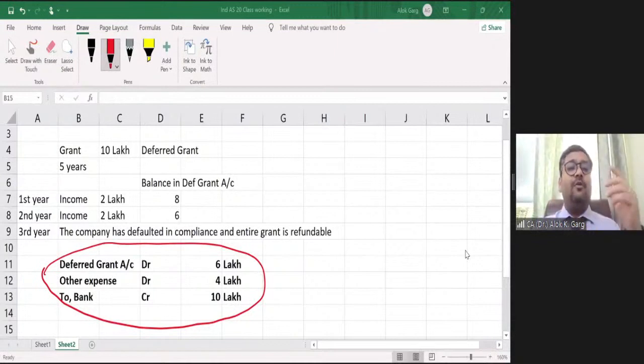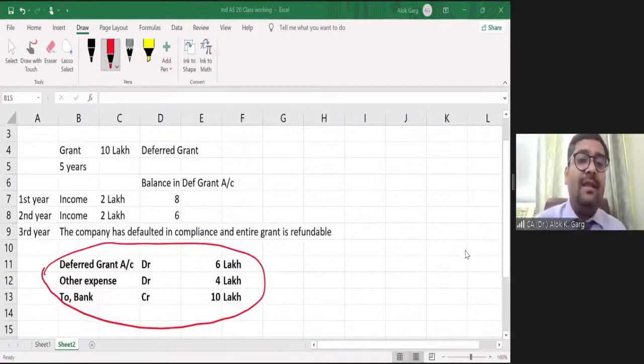So that interest will go to the income. The interest will go to the interest income or in the P&L. And you need to see the documentation also. If the government grant condition says that whatever money you have earned on this grant, that money is also refundable, in that case, you have to refund the interest part also.